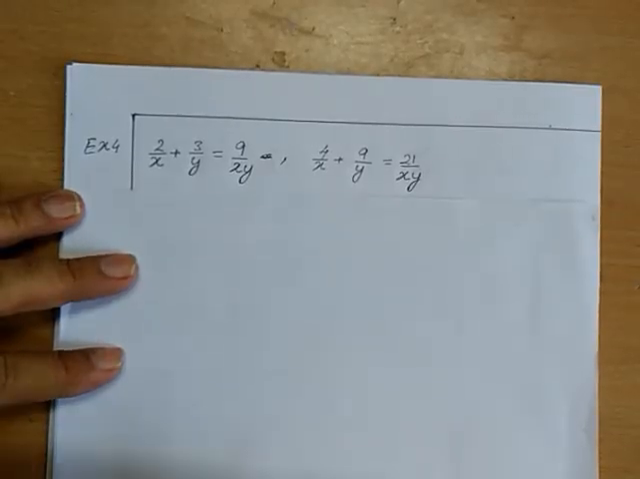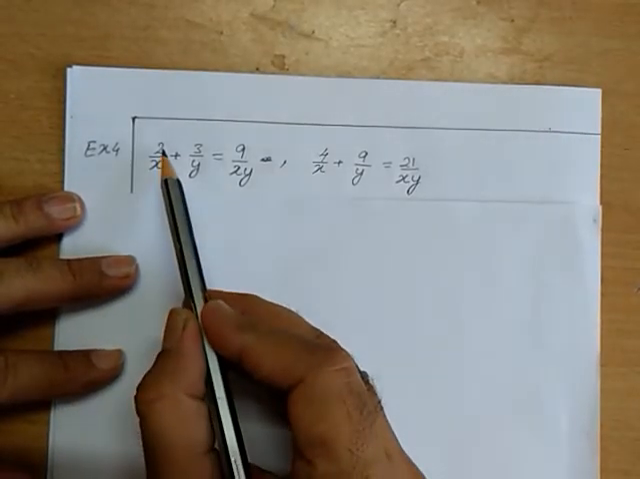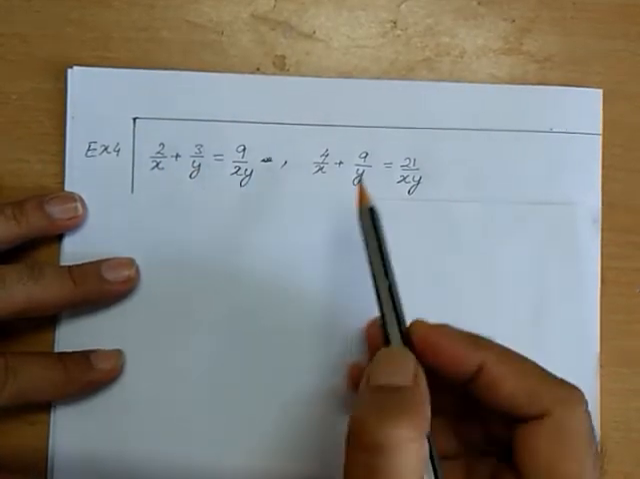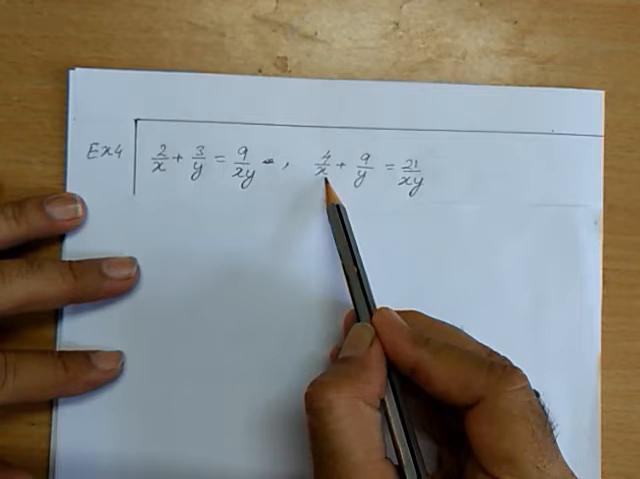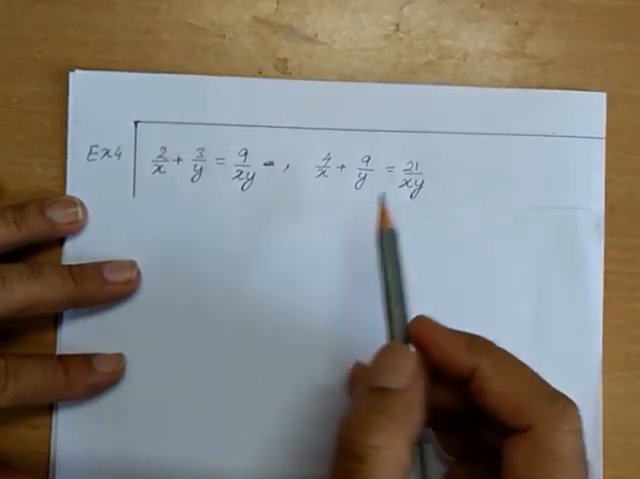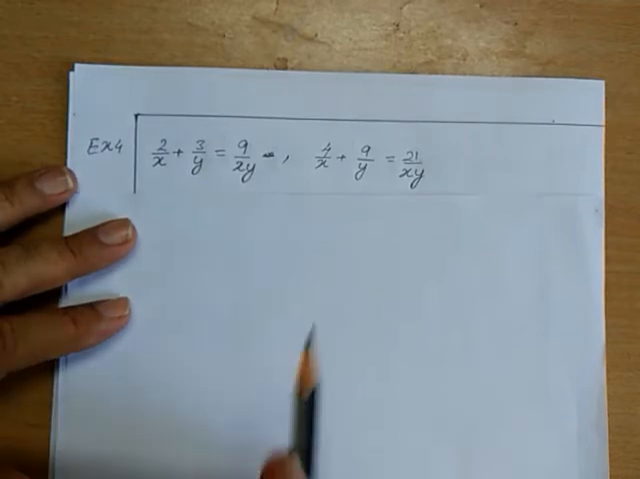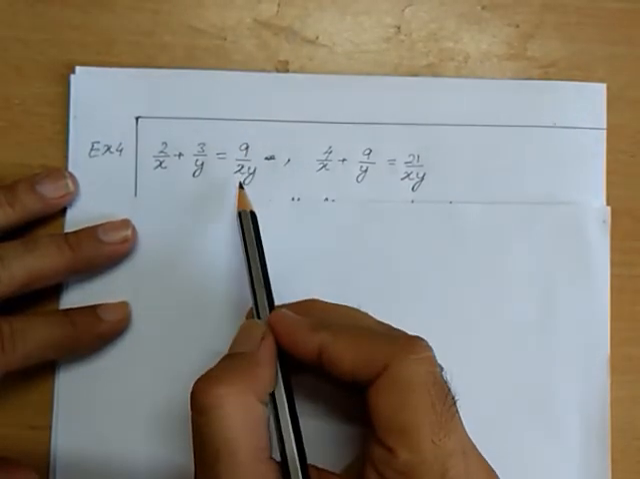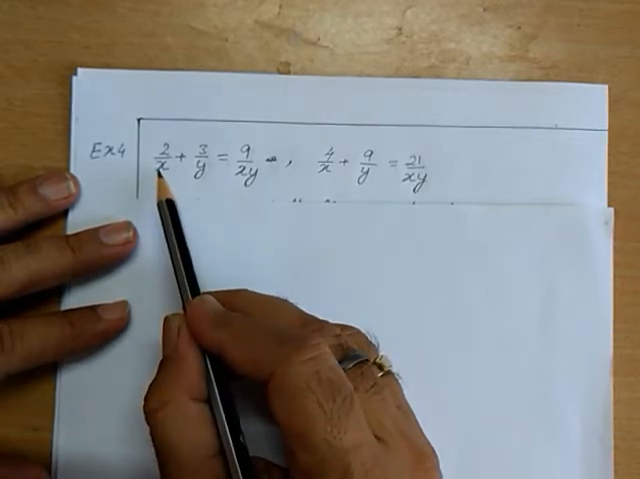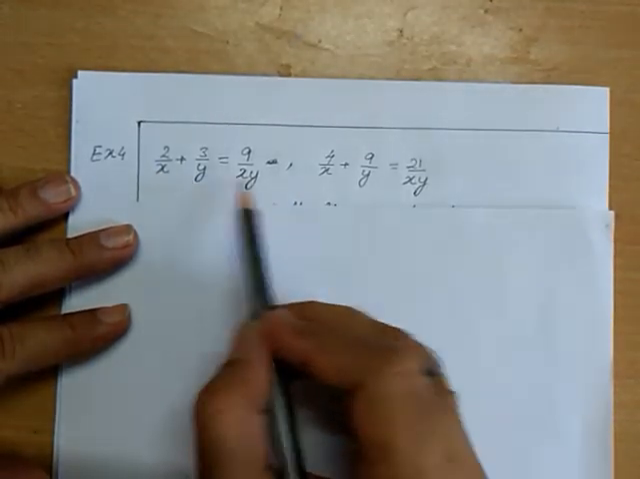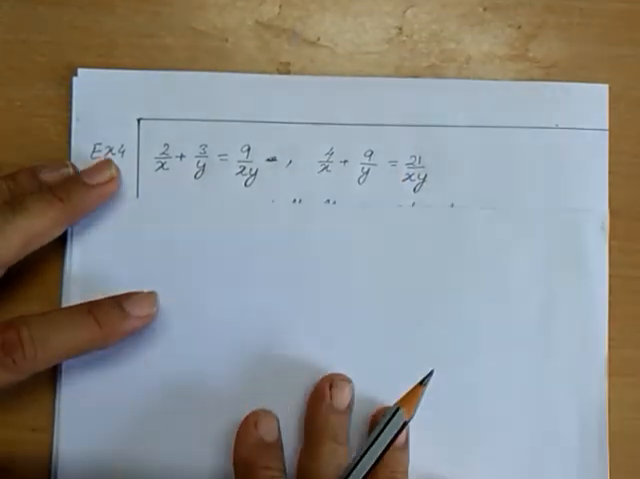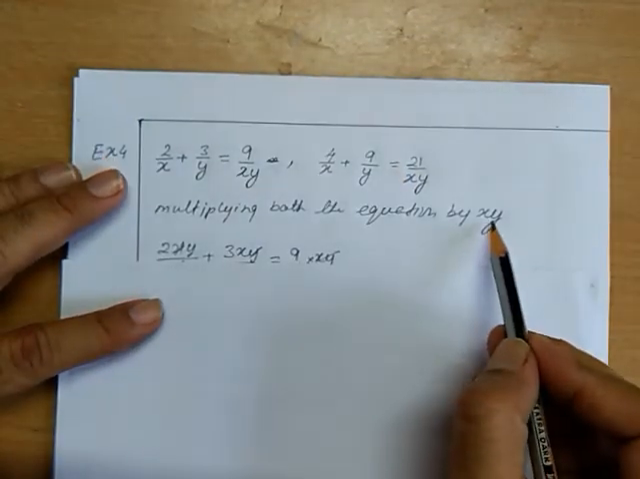Okay, now let's see this question. Here it says 2 upon x plus 3 upon y is equal to 9 upon xy. And the second equation is 4 upon x plus 9 upon y is equal to 21 upon xy. Now here in this equation, under the constant term we have xy as the denominator, and in the rest of the places x and y in the other two terms. Okay. Now here we will multiply both the equations by xy.